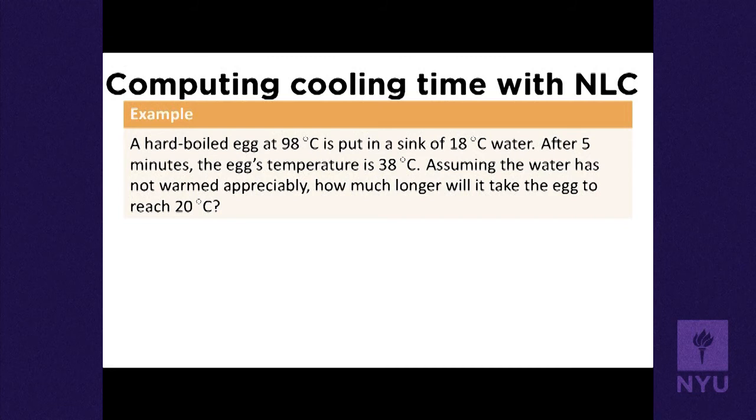Okay, the egg at 98 degrees Celsius is put in a sink of 18 degrees Celsius water. If you don't have your metric benchmarks, then room temperature is about 20 degrees Celsius, and body temperature is about, I think, 27 degrees Celsius. 37. Yeah, 37.